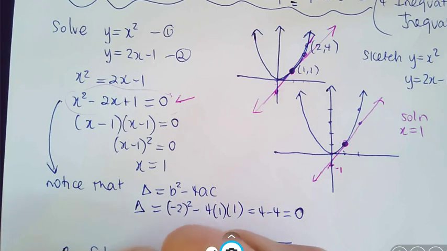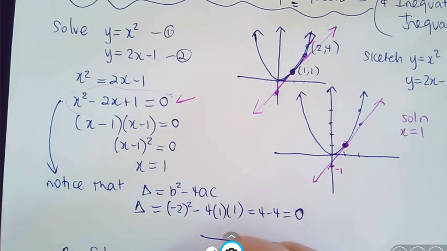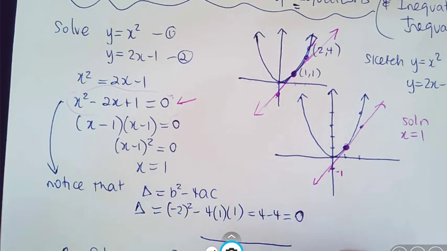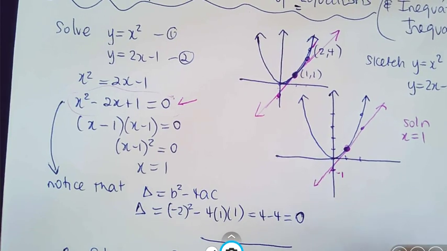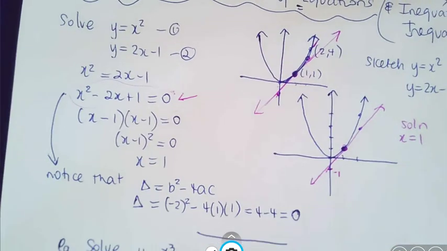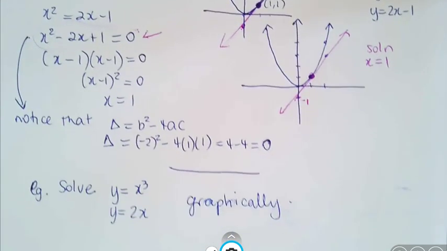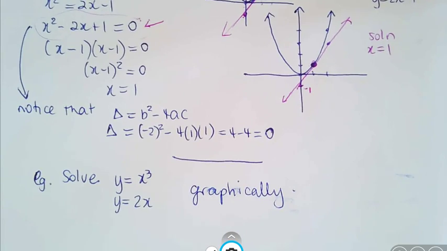We have to solve y equals x cubed and y equals 2x graphically. So it's like solving simultaneously. Oh, you can't see what I'm doing. These are from your book. We can try algebraically if we want, but we're going to do it graphically.